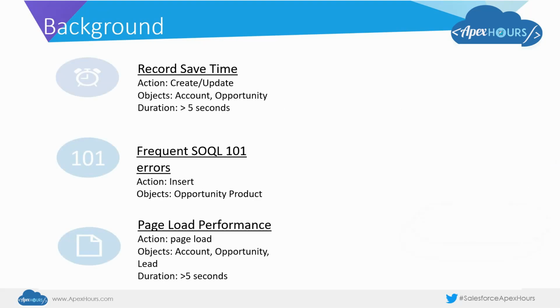customization. Recently, I worked with one such customer and they were struggling with Salesforce performance issues. Record save time was very high for them, especially for objects like account and opportunity. They were getting frequent SOQL 101 issues, especially for operations like cloning an opportunity which already has products. Also, page load performance was very poor, taking more than 5 seconds when the standard is less than 2 seconds. We can assume that the major reason could be the large customization present in their org.